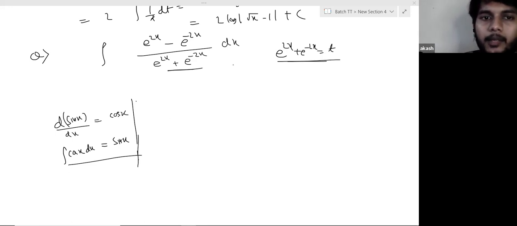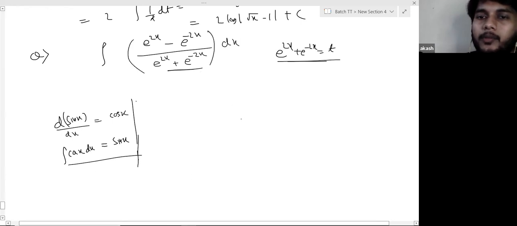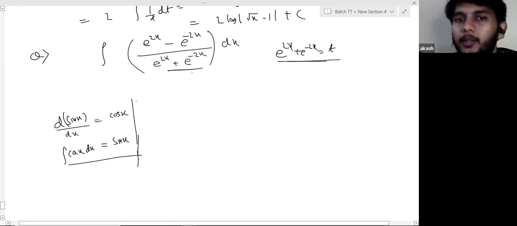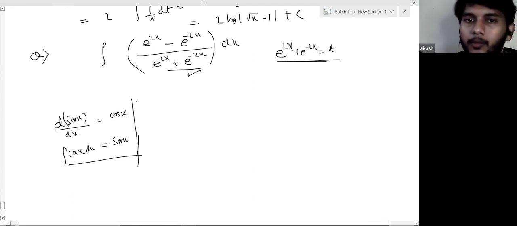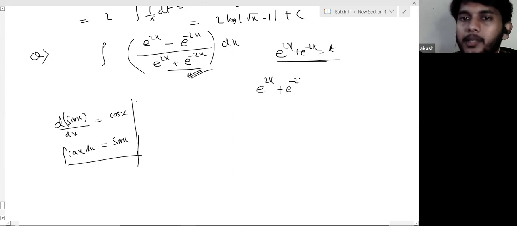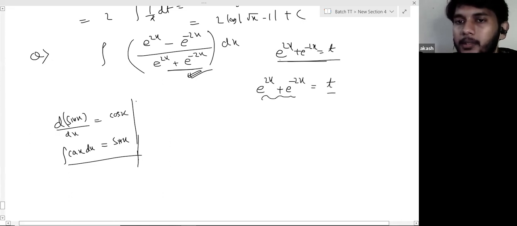All right. So now let me explain what is substitution method. Substitution method is a process where we try to bring down the difficult questions into the basic formulas. So we have no formulas for this type of function. So what we do, we try to replace some value in this function with a simpler function or with a simpler variable. So in this, we are substituting e to the power 2x plus e to the power minus 2x as t. So this whole function is replaced by a single variable.